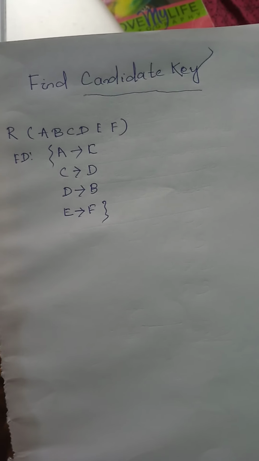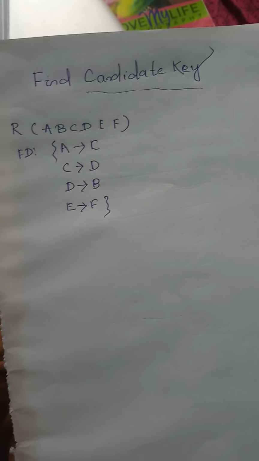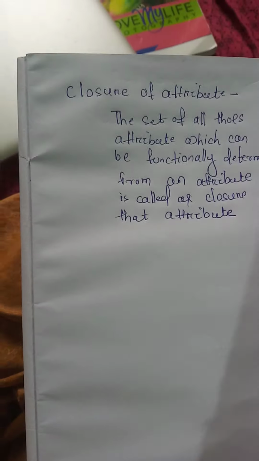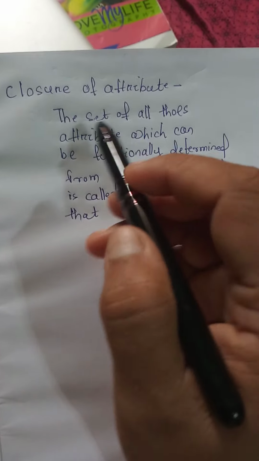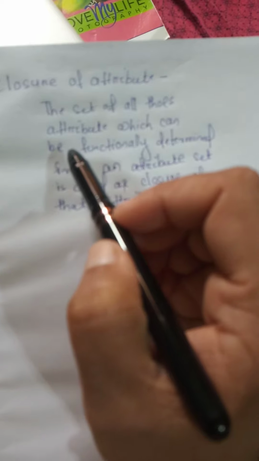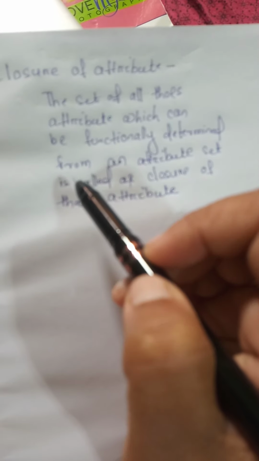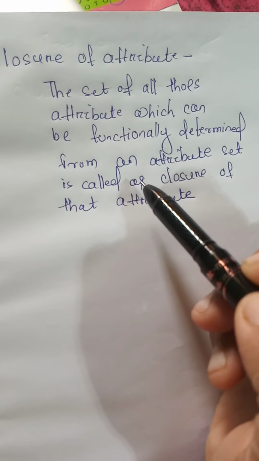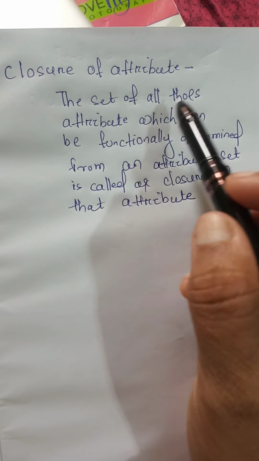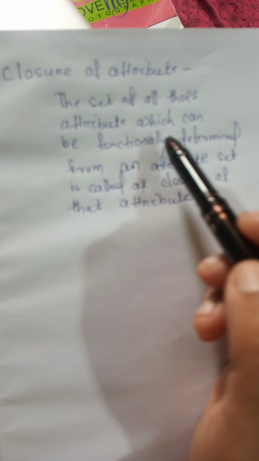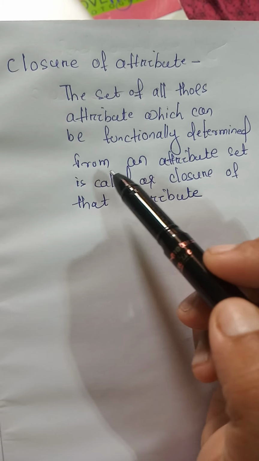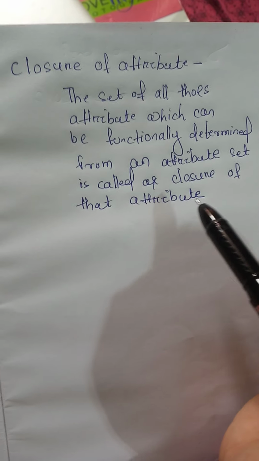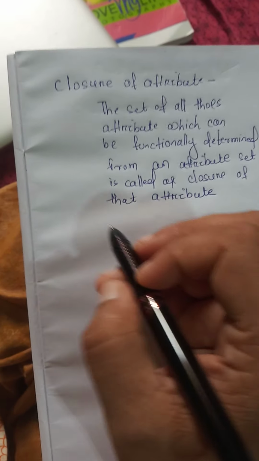Today we have to know how to find out the candidate key in a relation. So before going to our topic, we have to know the closure of the attribute. The closure of the attribute is the set of all those attributes which can be functionally determined from an attribute set. That is called the closure of that attribute set.